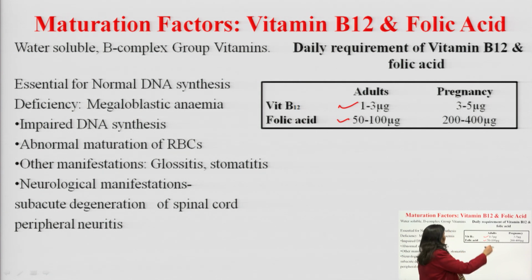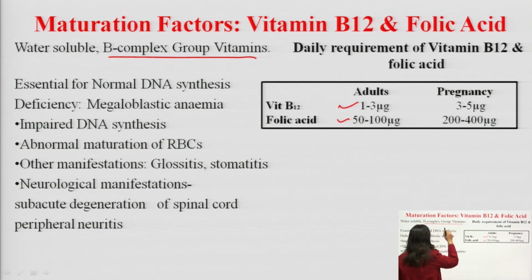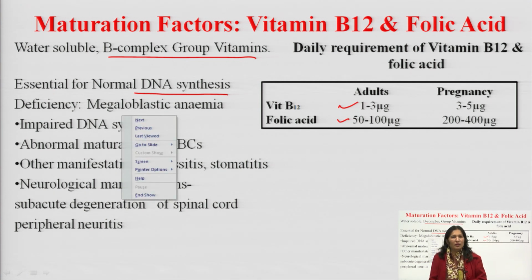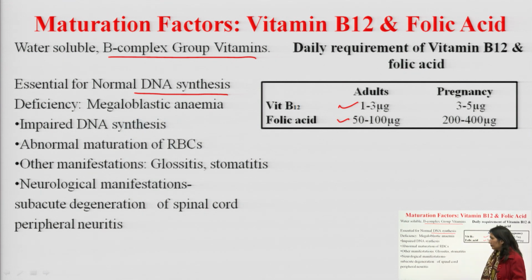Vitamin B12 and folic acid are B complex group vitamins and essential for normal DNA synthesis. Deficiency of vitamin B12 and folic acid leads to megaloblastic anemia. Megaloblastic anemia occurs because of the deficiency of vitamin B12 and folic acid. So, it results in impaired DNA synthesis and abnormal maturation of RBCs.